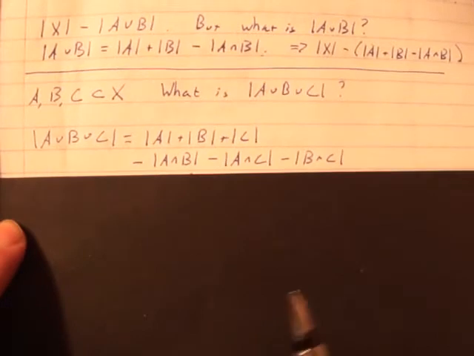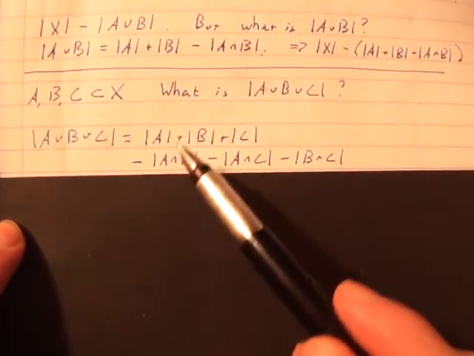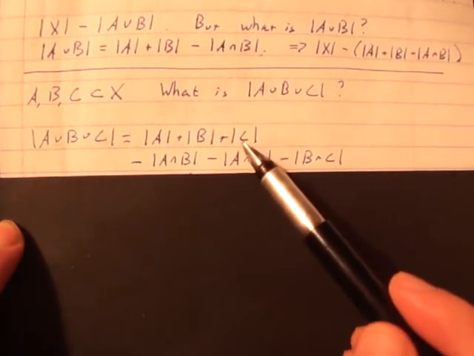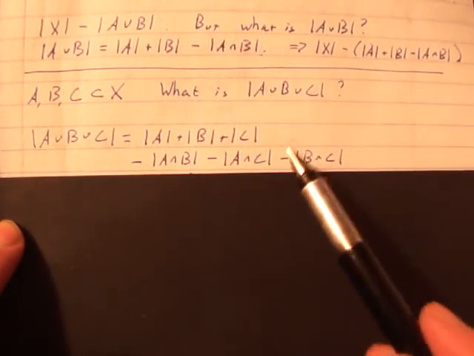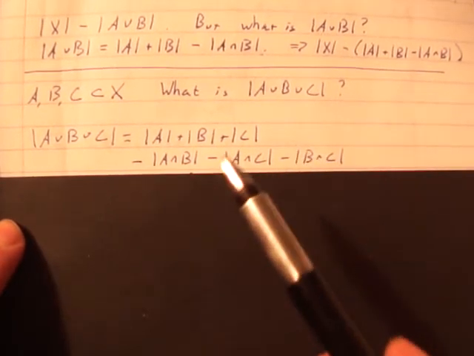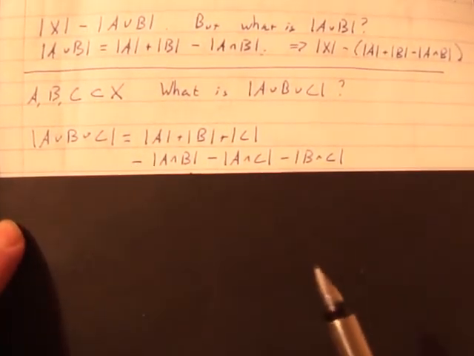Now we're almost done, but not quite, because let's suppose that x is an element that's in all three sets. So where are we standing with x? We counted x here once, and here twice, and here 3 times. So now we've counted x 3 times. That's twice more than we should have, because x should only count for 1, because it's just one element.